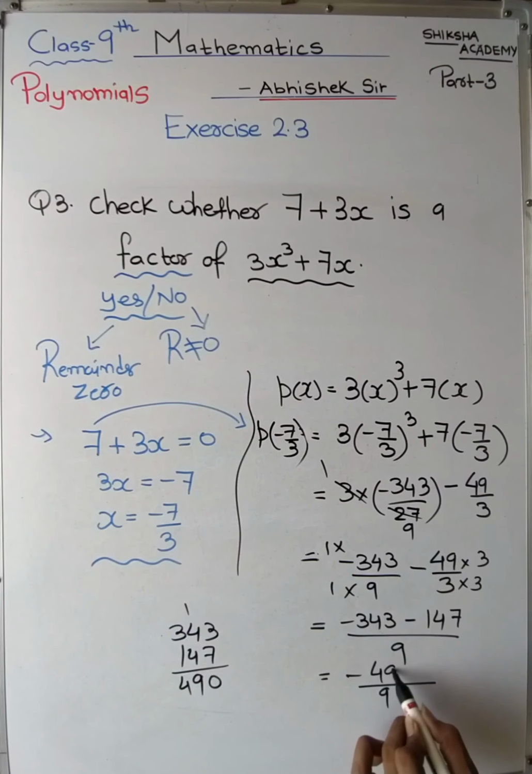So what we have found is p of minus 7 by 3 is not equal to 0. So the final answer will be no. 7 plus 3x is not a factor of 3x cube plus 7x. So that is how you will be checking.